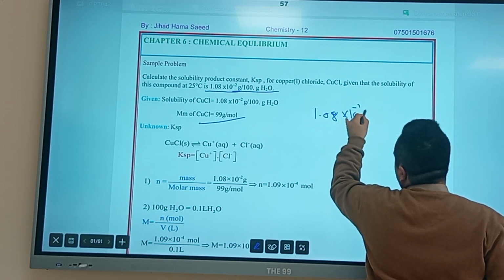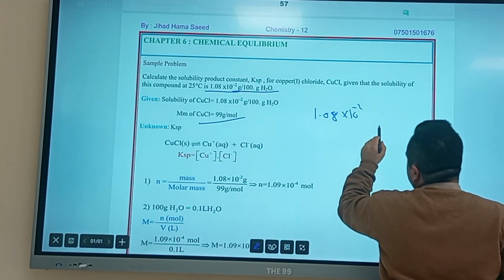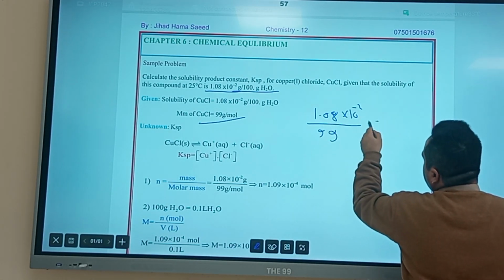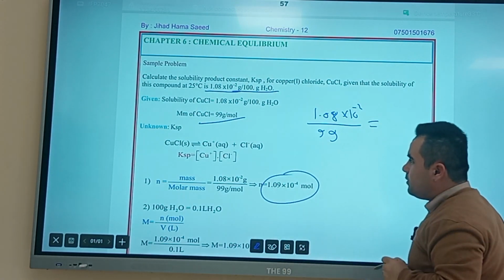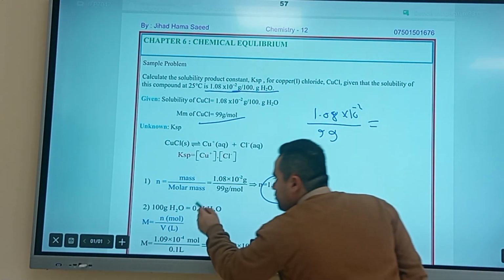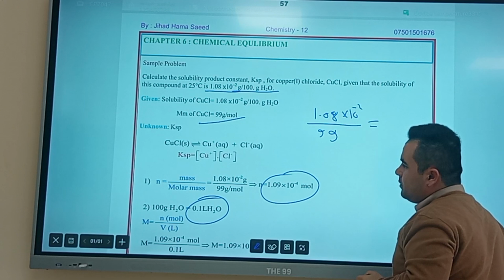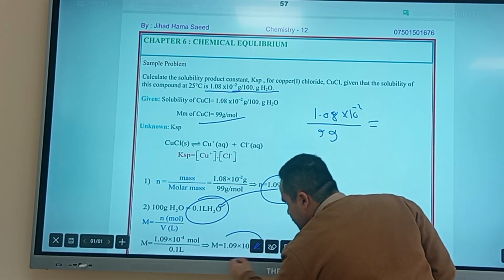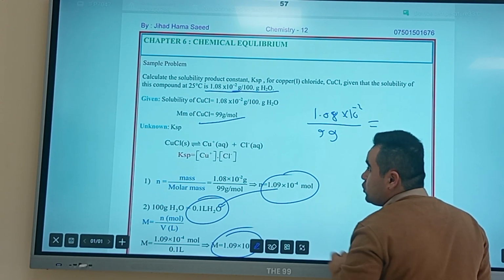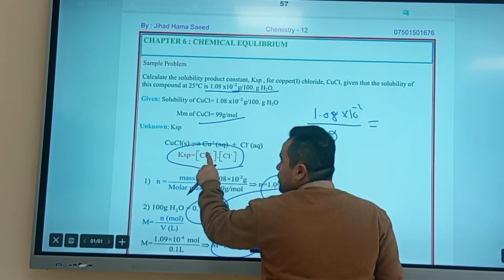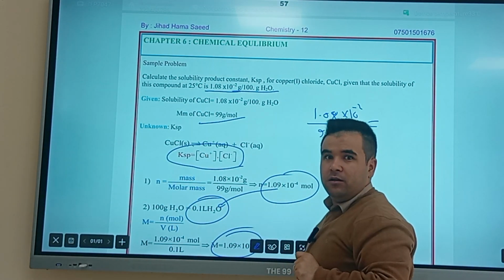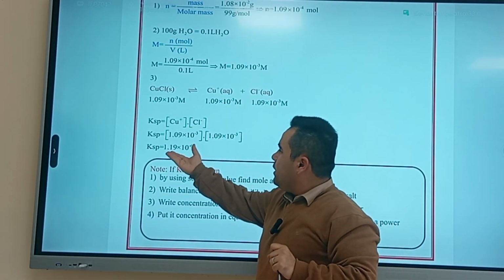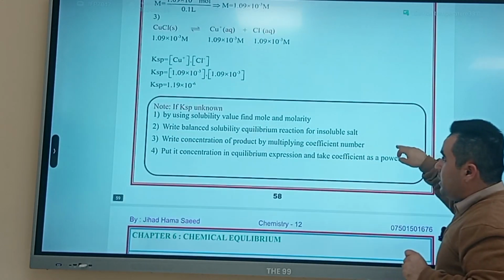1.08 multiplied by 10 to the power minus 2. Okay. Divide this by 99, you'll get the mole. Here it is solved, guys. And then the same volume is given. Divide the mole by the volume, you'll get the concentration. As the concentration is known, the KSP equation equals the concentration of copper multiplied by Cl. So multiply the concentrations, you'll get the KSP.